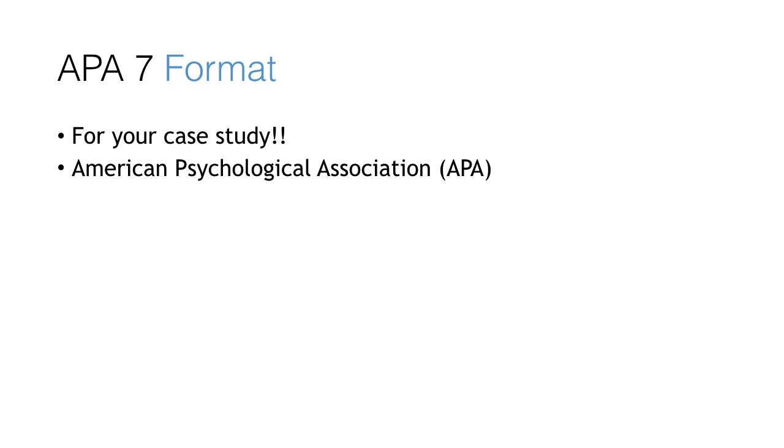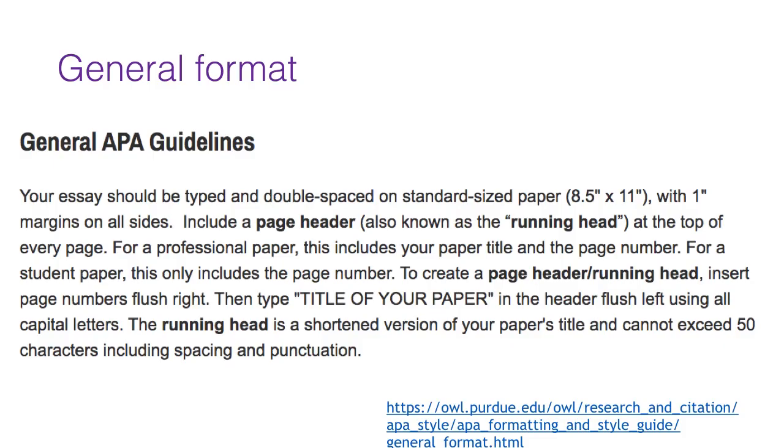So now we're done with lecture. We're going to briefly talk about APA 7 format for your final, comprehensive case study. Let me read the general APA guidelines. I got this information from the Purdue University webpage. Your essay should be typed and double-spaced on standard size paper with 1 inch margin on all sides. And you are going to have a running head on the top side of the paper.